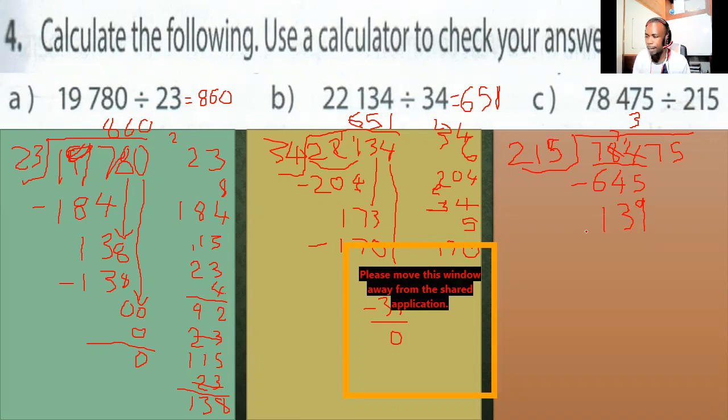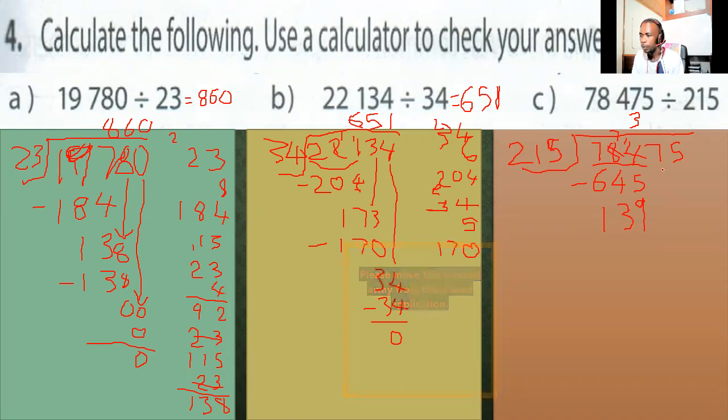That is my remainder. Good, but my remainder is smaller than 215, so I cannot divide. So I bring down 7 here. It becomes 1,397.